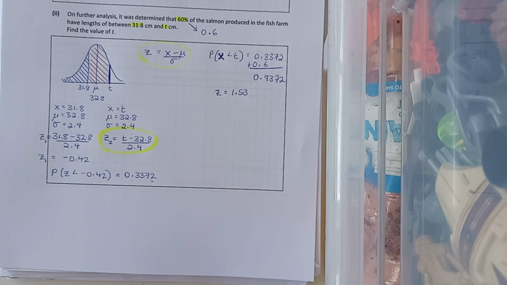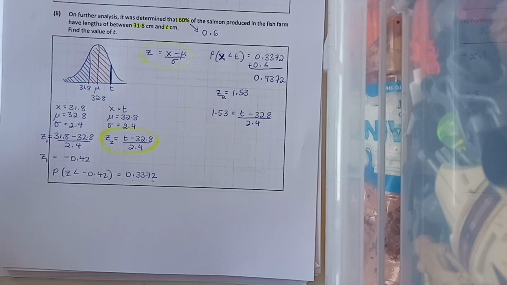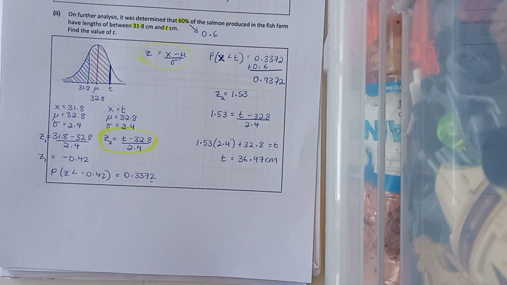And I already started making that calculation over here. So I'm going to let this now equal 1.53. And now just a bit of rearrangement to get T by itself. And T is 36.47 centimetres.